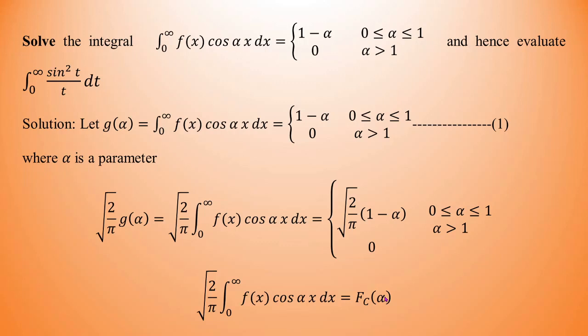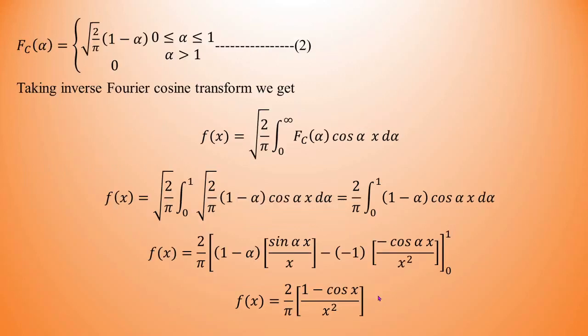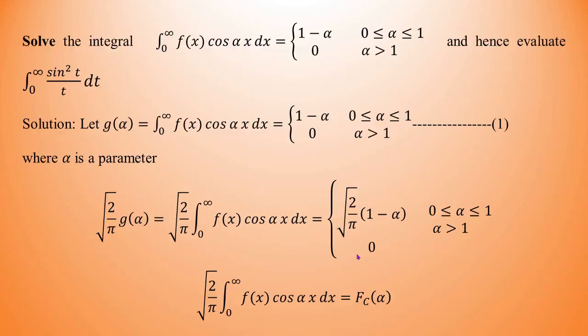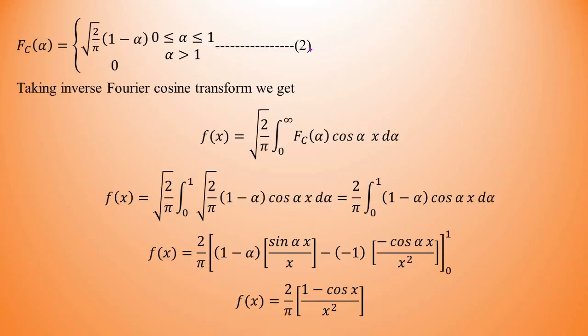Remember, before this we have considered the parameter as s. So that is varying, right? We can denote it by some other notation also. So here the requirement of this problem says that alpha is a parameter. So we have this as Fourier cosine transform of f of x with alpha as a parameter. So using this in equation 1, in this expression, what we have, this is Fourier cosine transform, and this is equal to root 2 by pi times 1 minus alpha. So we have equation number 2.